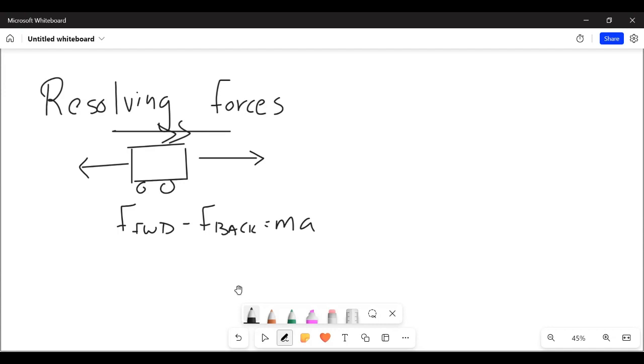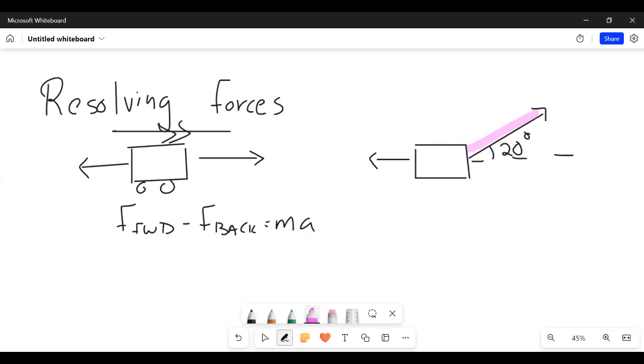Now what will happen is that you might get a force that is not acting horizontally to the car, or whatever this object is, but it might be acting at a particular angle from the horizontal. For example, this force is acting at an angle of 20 degrees from the horizontal. And let's say there's a backward force as well, which is horizontal. So now you can't call this your forward force.